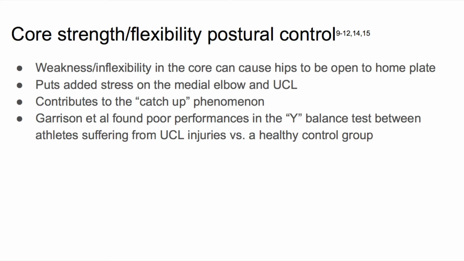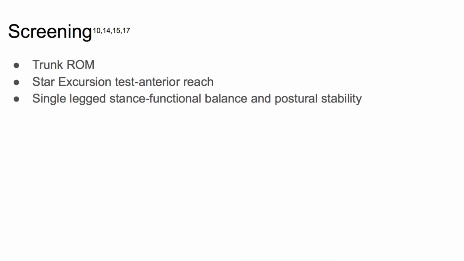Screening for these athletes, we must keep in mind that Chowdhury et al. found that professional pitchers that had poor lumbar pelvic control were 3 times more likely to miss at least 30 days throughout the course of a baseball season relative to those who showed stronger control.